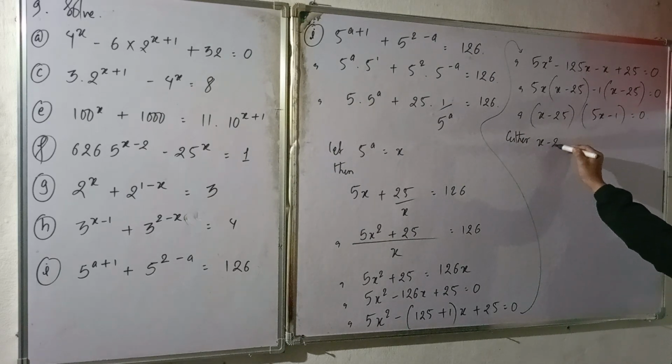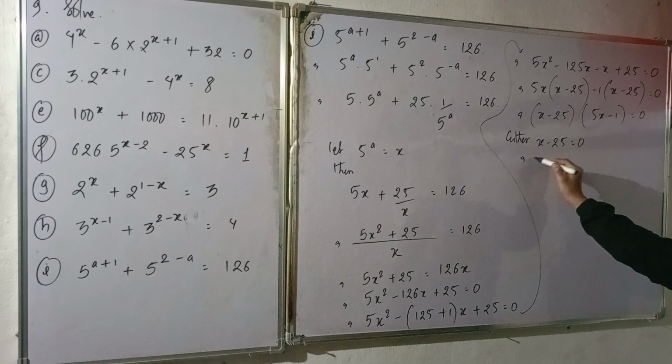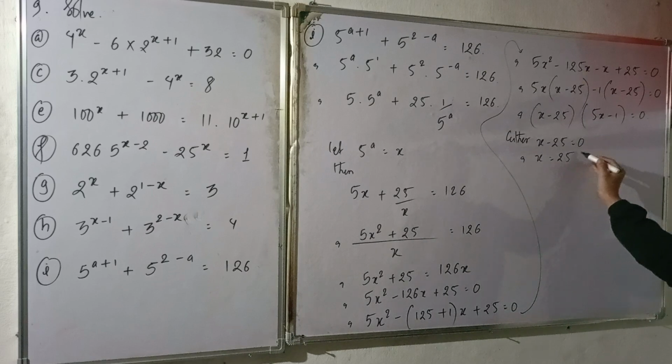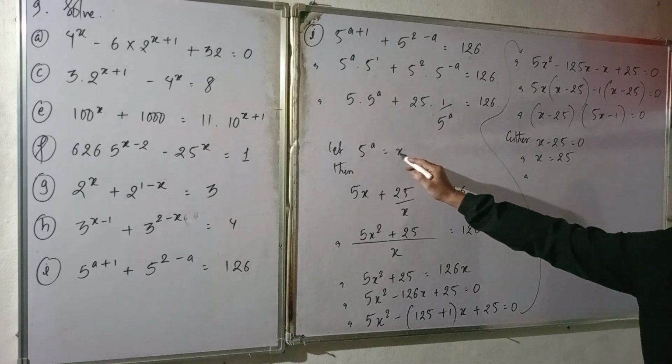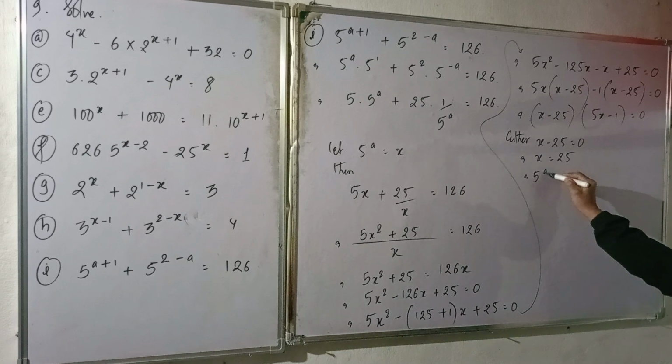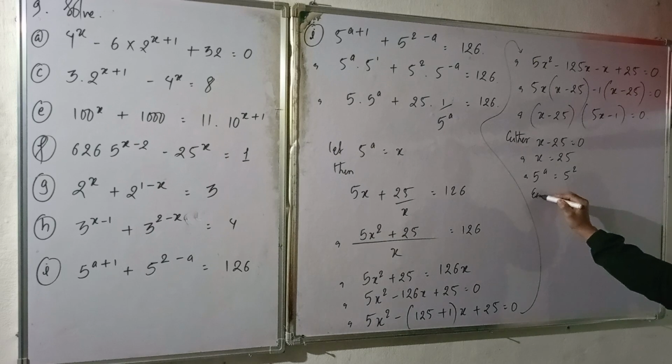Now either x minus 25 equals 0, or x equals 25, then replace back the value of x by 5 power a. Now 25 can be written as 5 power squared. Equate powers.